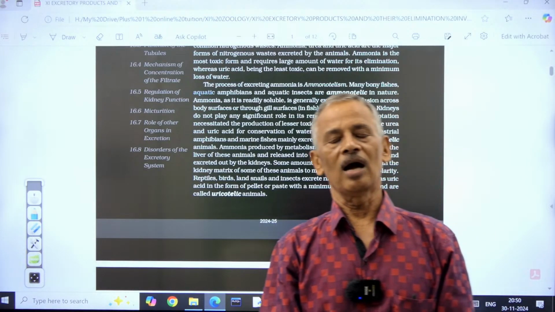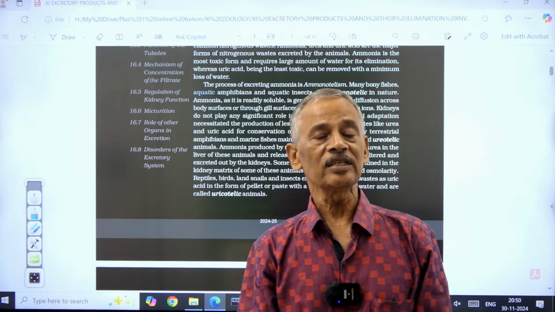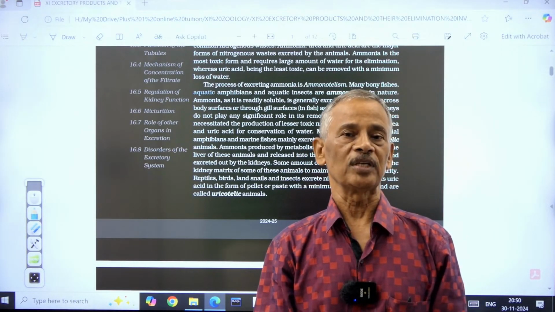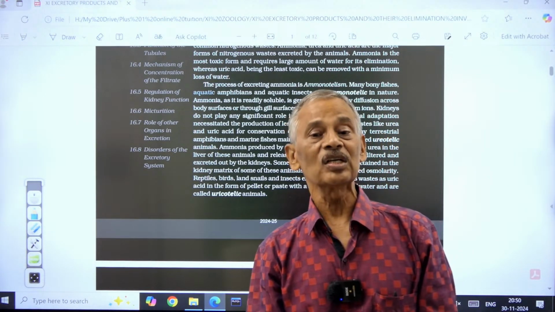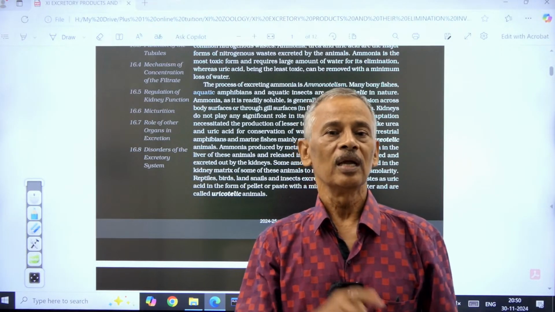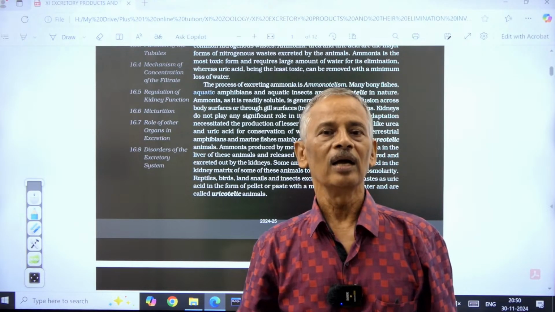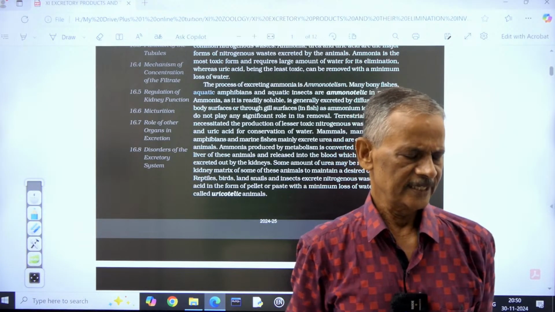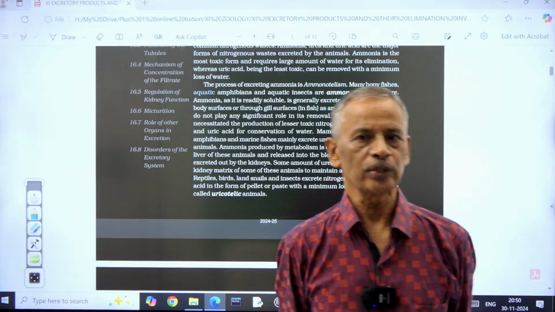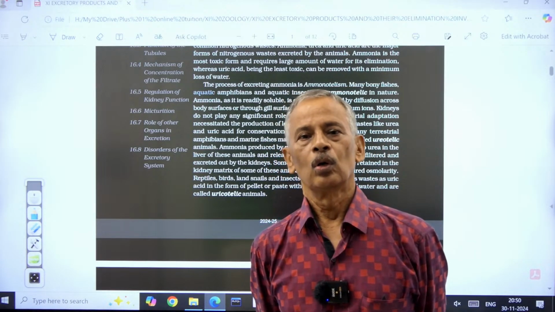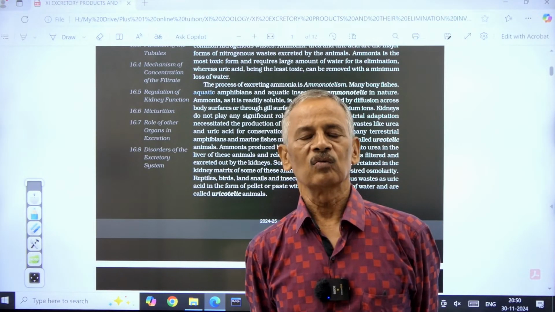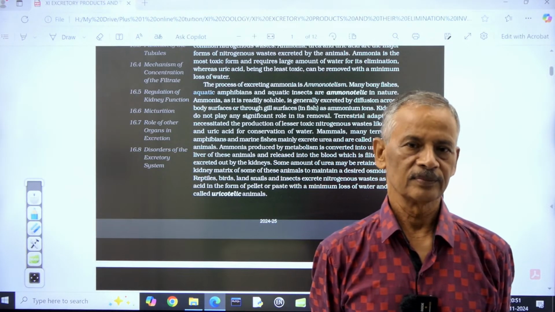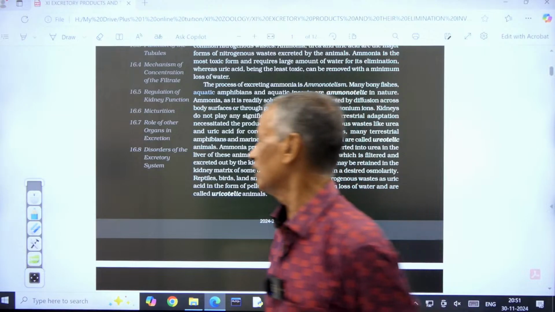Suppose a question comes: arrange the nitrogenous waste materials in the decreasing order of toxicity. The answer should be ammonia, urea, uric acid. Is that point clear? Any doubt up to this level? So now you understood how ammonia is produced and why animals are converting it into urea or uric acid. Any doubt up to this level?